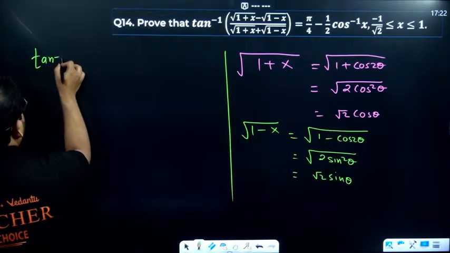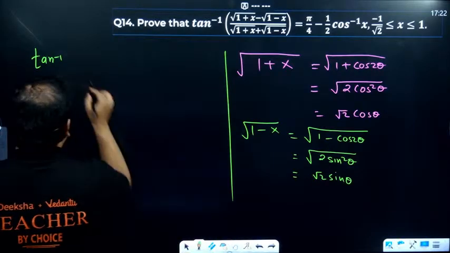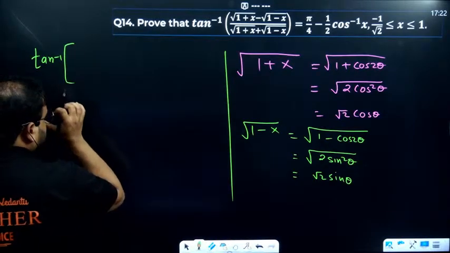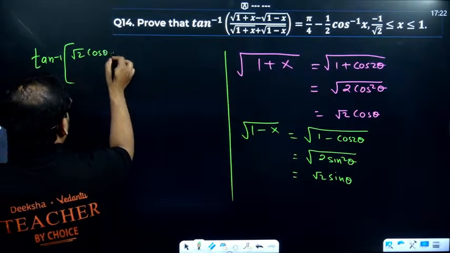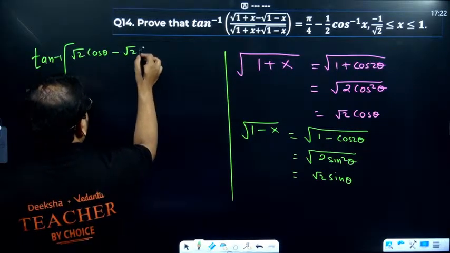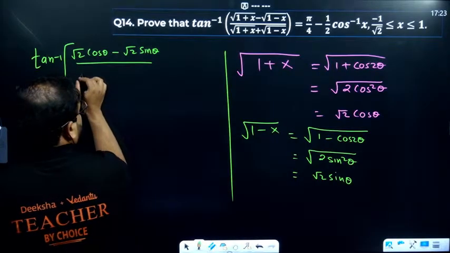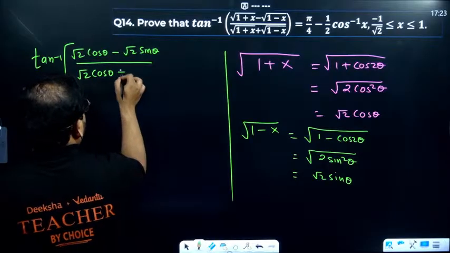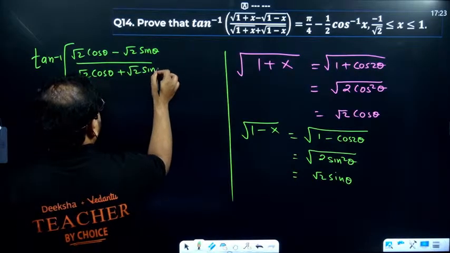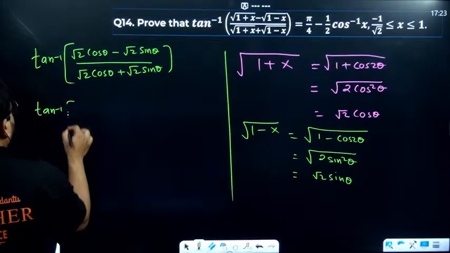Outside we have tan inverse. And 1 plus x is coming as root 2 cos theta, and this is minus root 2 sine theta, upon the same thing, root 2 cos theta plus root 2 sin theta. How many of you can visualize what I'm doing over here? I did a question like this right now.